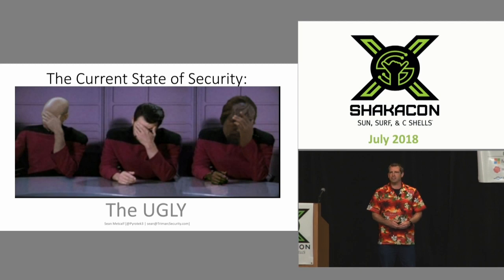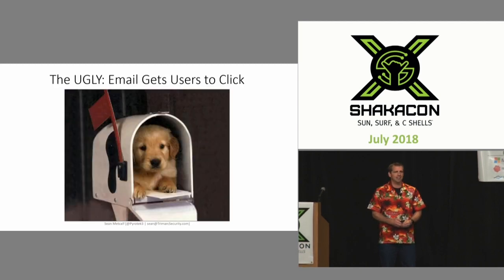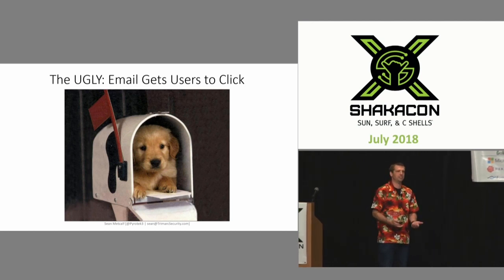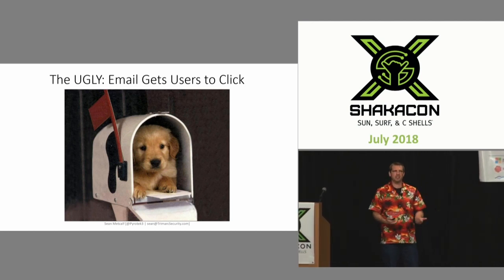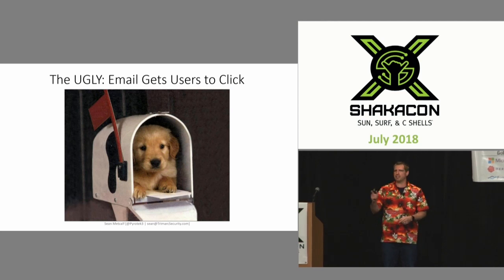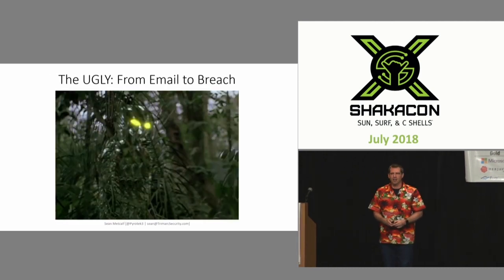And of course, we've got to talk about the ugly. Email gets users to click. Why is this? We have trained users to click for years by sending them internal email. Click here to update this, click here to update that. We have performance reviews that we have to do. Click here to get to that. Click here to get to this. Click here to see the dancing chickens. And from email to breach is way too easy.